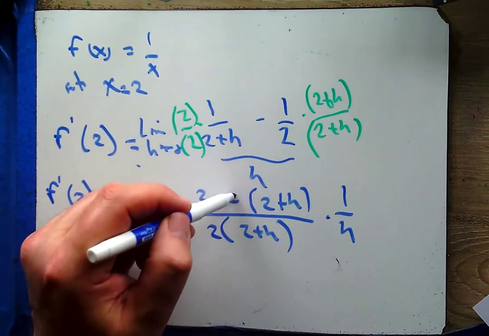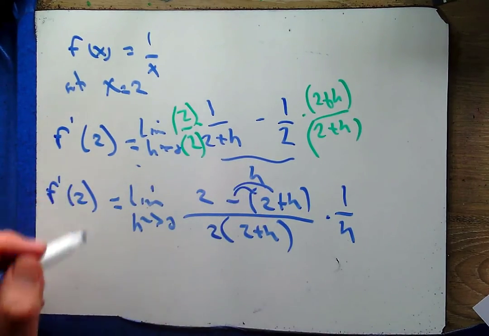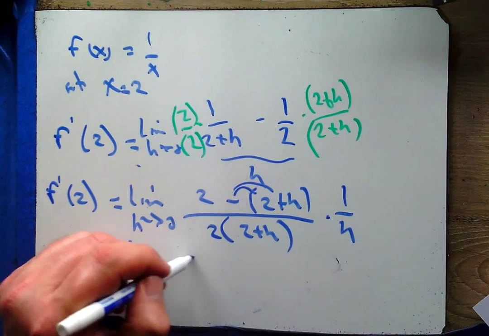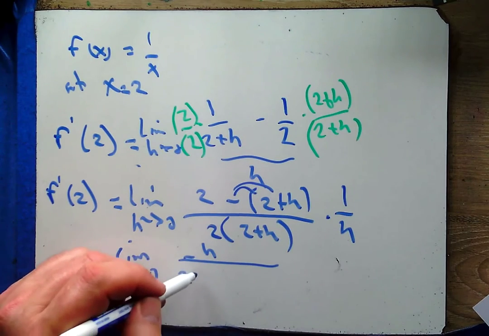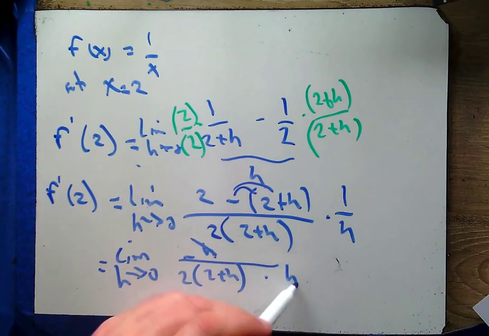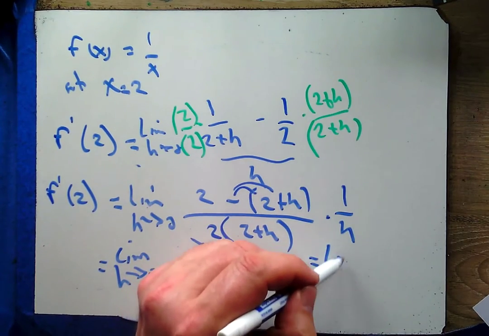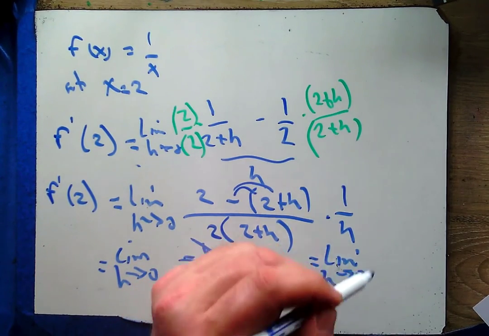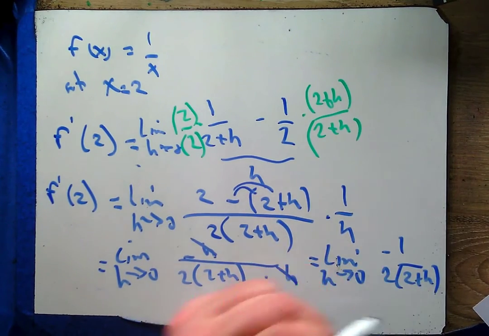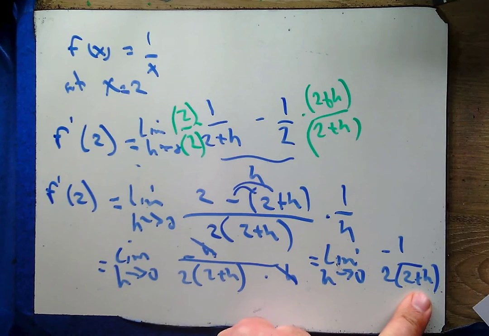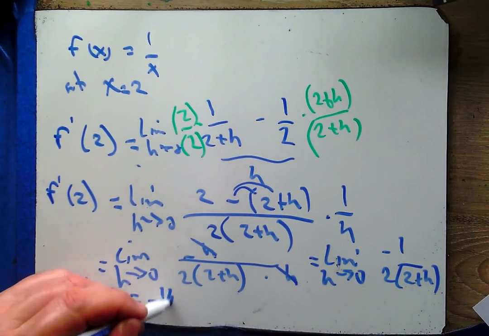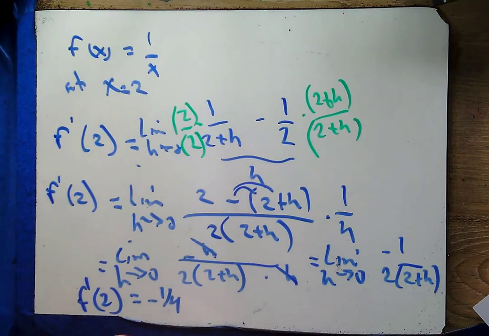Alright, so I distribute the negative, and I end up with the limit as h heads to 0 of negative h over 2 times 2 plus h times h. Well, these can cancel, and so I have the limit as h heads to 0 of negative 1 over 2 plus h. Now I can plug in that 0 for h, and I get that f prime of 2 is negative 1/4. Does that make sense with our shortcut?